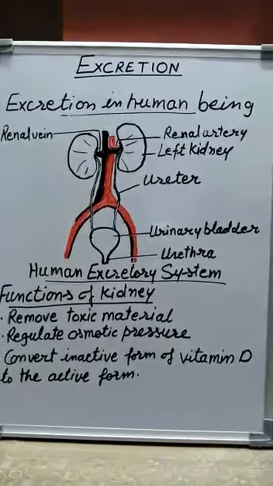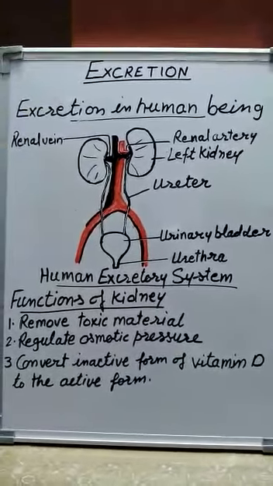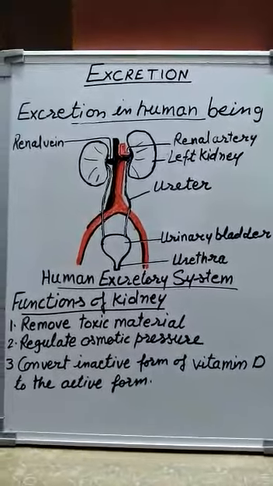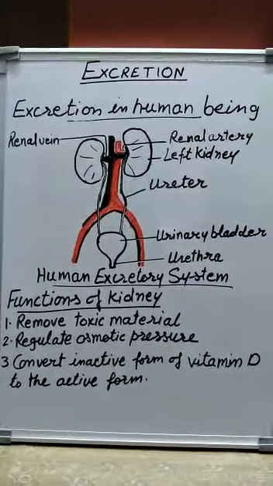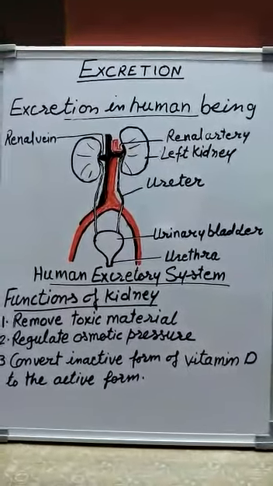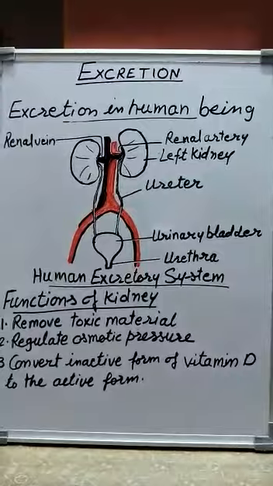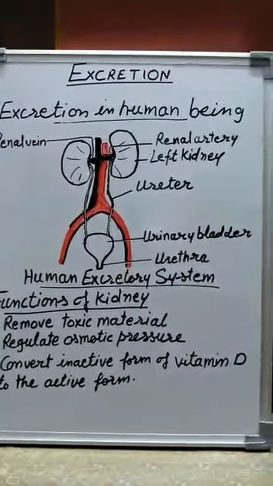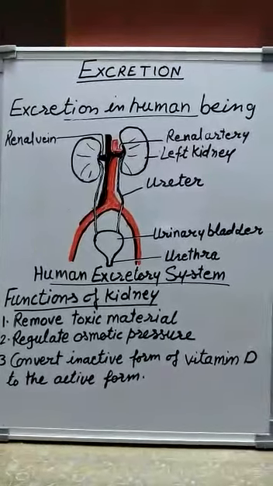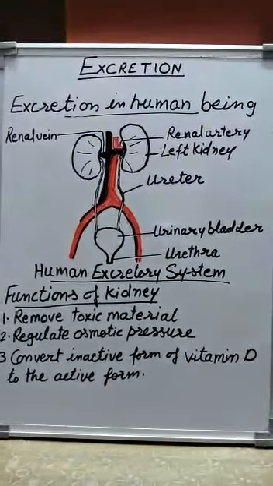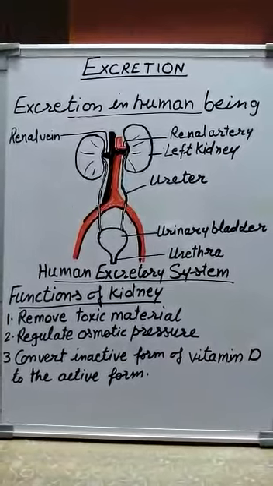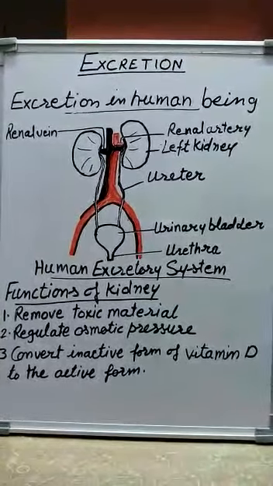Next life process is excretion. Excretion is the biological process of elimination of harmful and toxic substances from the body of organisms. Unicellular organisms remove their toxic materials by the simple process of diffusion from the body surface. But multicellular organisms use specific organs for excretion of toxic material from the body.